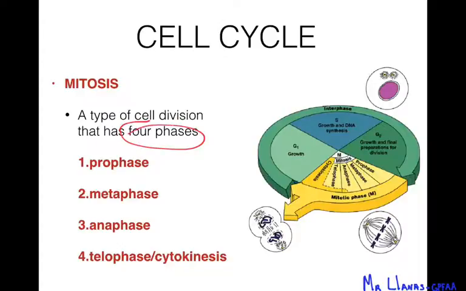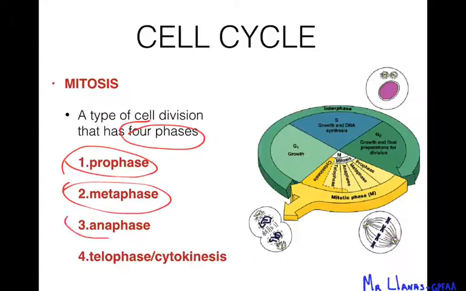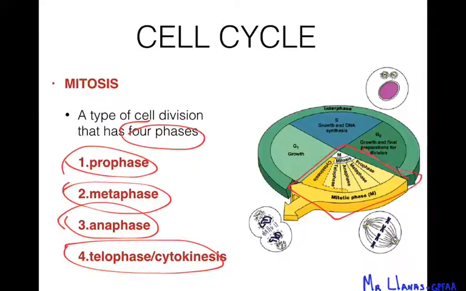We're just going to mention them here. We're going to go into detail on all the phases in another video, but we need to know that the 4 phases are prophase, metaphase, anaphase, telophase. You can see it here. Mitosis is divided into 4 phases. Telophase and cytokinesis are kind of together because they overlap, and you can see the overlap here. Here's telophase and cytokinesis.